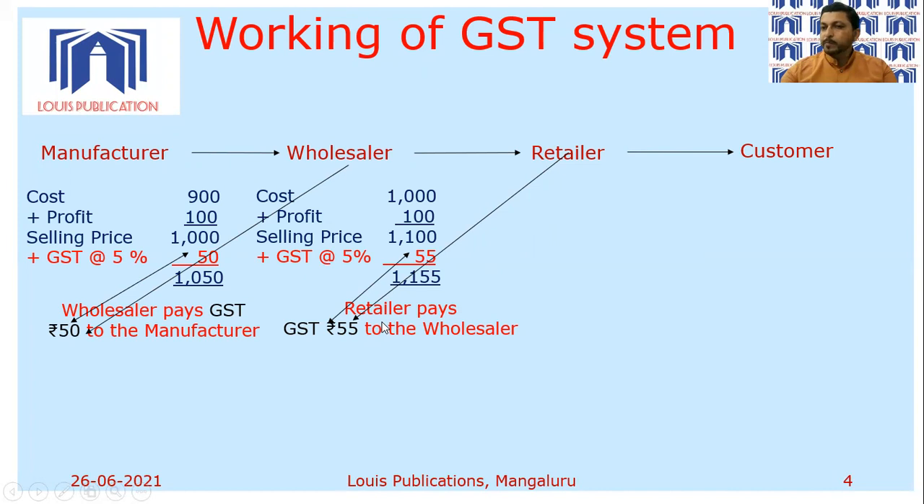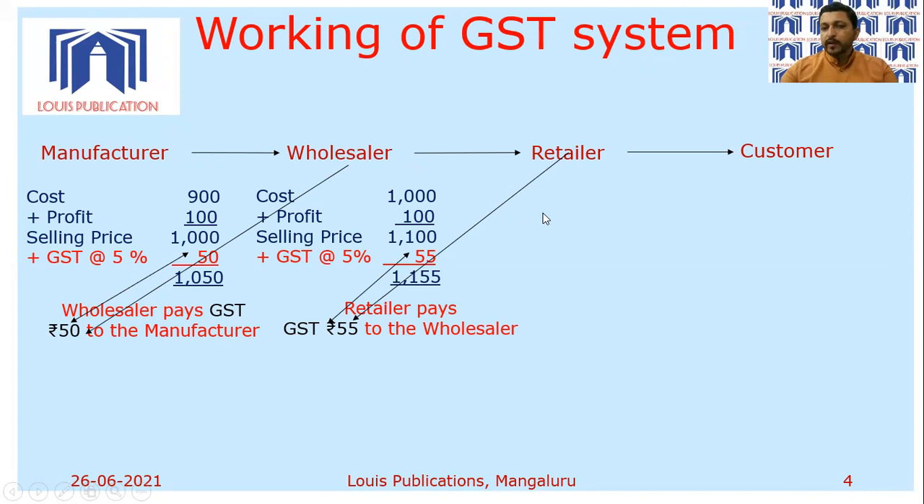Remember, this 50 rupees from the wholesaler's point of view is called input tax. This 55 rupees from the retailer's point of view is called input tax. Remember this. And from the wholesaler's point of view, this 55 rupees becomes output tax because it is on the outward supply of goods, the amount of GST collected from the customer, and for the wholesaler, the customer is the retailer.